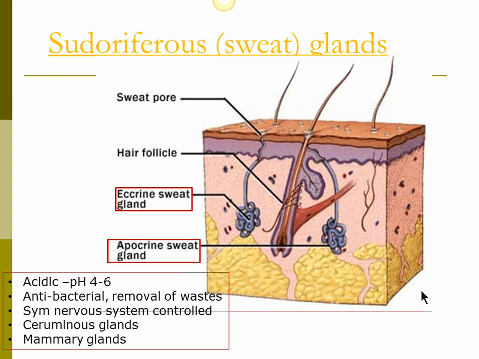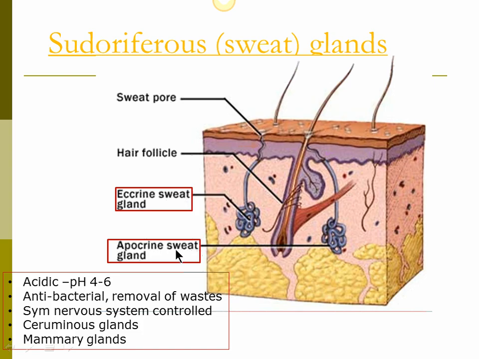Let's look at sweat glands. Another name for sweat glands is sudoriferous glands. Whenever you look at a PowerPoint and see names like this, it's a good idea to always note that down. There are two types of sweat glands. One is called an eccrine sweat gland, which does not necessarily open into a hair follicle. It opens separately on the surface of the skin.